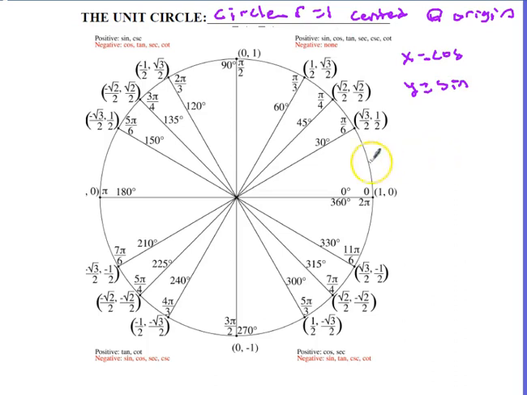Since it's centered at the origin, the equation is going to be x squared plus y squared equals 1. So any point on the unit circle has to satisfy this. X squared plus y squared equals 1. That's something that we're going to focus on using today.